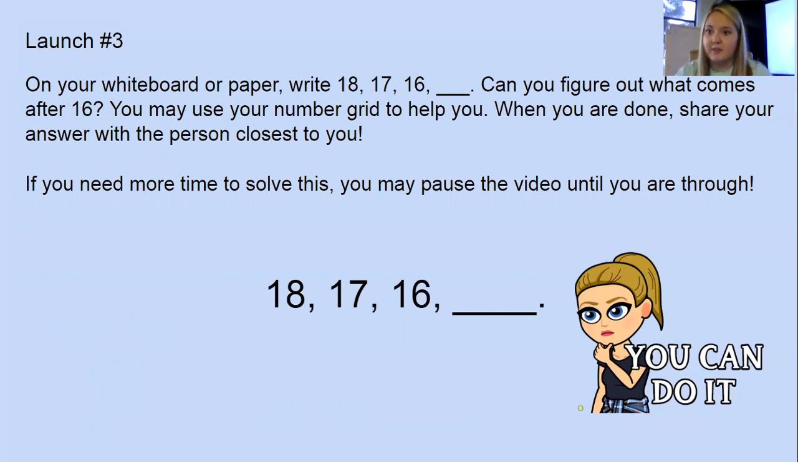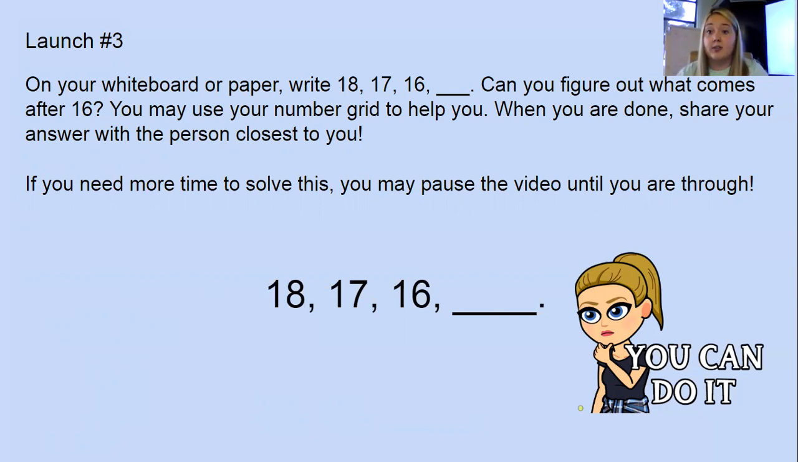Okay, friends, did we figure it out? Do we know what number comes before 16? Let's say the sequence all together, but let's fill in the blank with the correct number, okay? The sequence is 18, 17, 16, 15. Wow, fantastic work, my first grade friends.